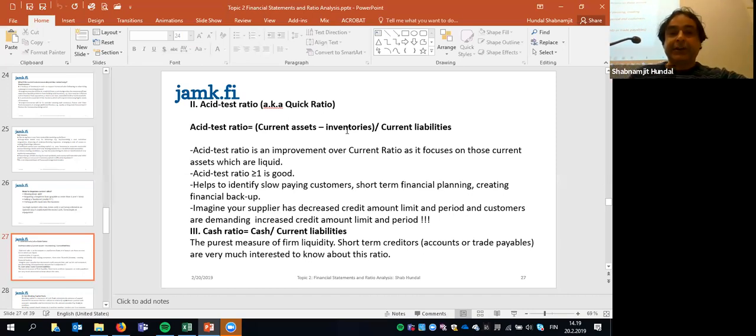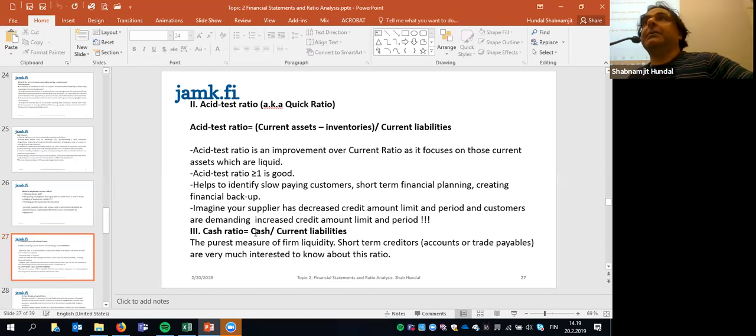The next ratio is called cash ratio. Accountants say, why are you talking about bills receivable and inventory? Just talk cash. How much cash do you have? Cash is the king. Why do you talk about the current assets? Because after all, you have to convert current assets to cash. Why don't you only consider cash?